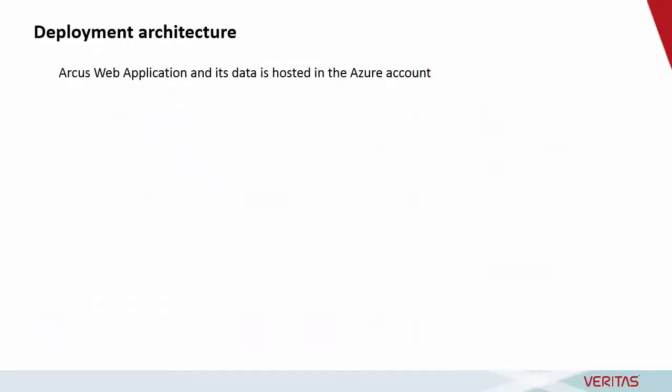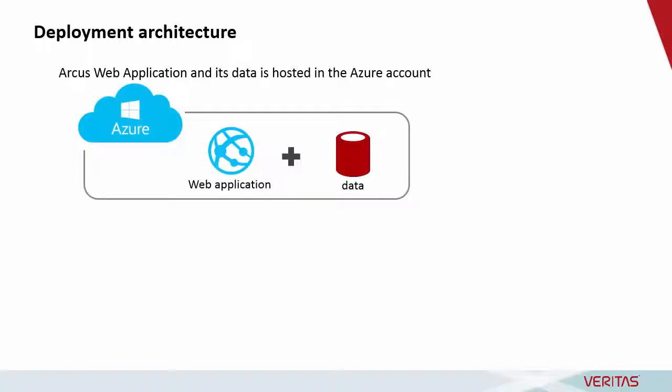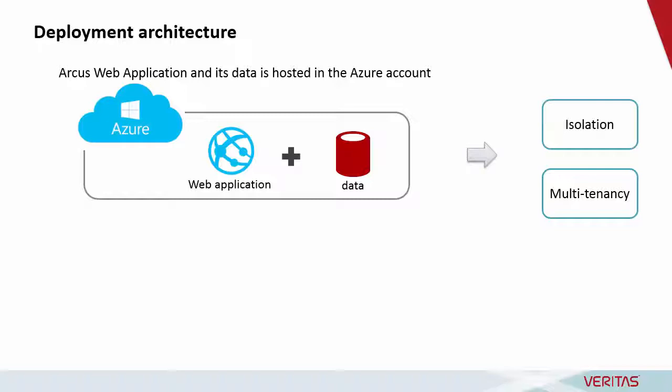Let's look at the deployment architecture. Arcus consists of the Arcus web application and its data, i.e. a Document DB database hosted in your Azure account. Arcus uses Azure Web App Authentication and Authorization using Azure Active Directory, which allows only authenticated users to connect to and use Arcus. Arcus has an agent application that runs on the Backup Exec server. This application gathers monitoring information from the Backup Exec servers and securely pushes the information to your Document DB database.